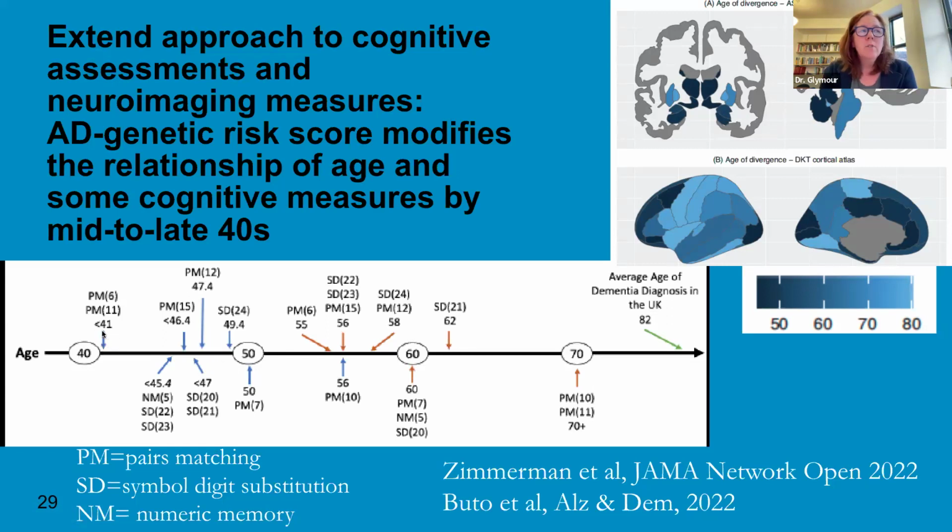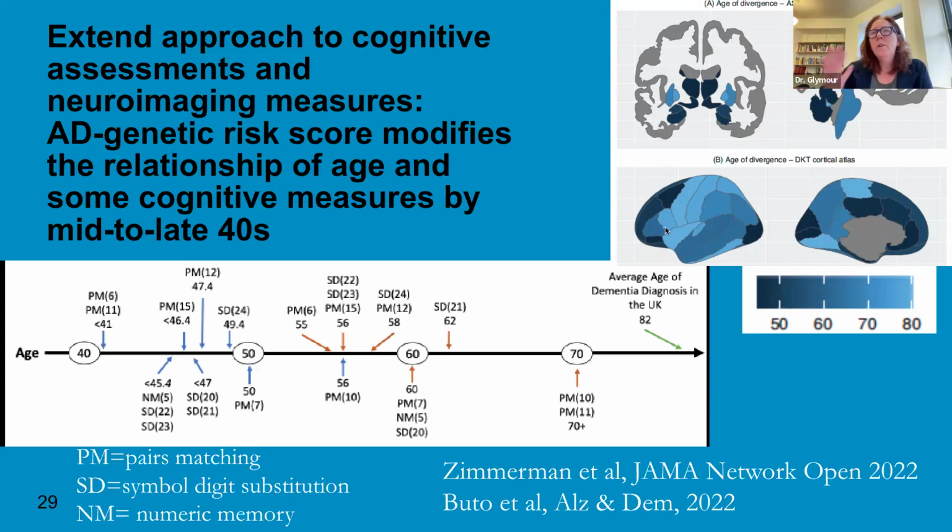These that suggest divergence prior to the earliest point of the study, we take with a grain of salt, because we don't actually have data on that. We're just extrapolating. But for these starting in the early 40s, the youngest people, it doesn't look like the ADGRS is related to these cognitive measures. And as people get into middle age, the ADGRS is associated.